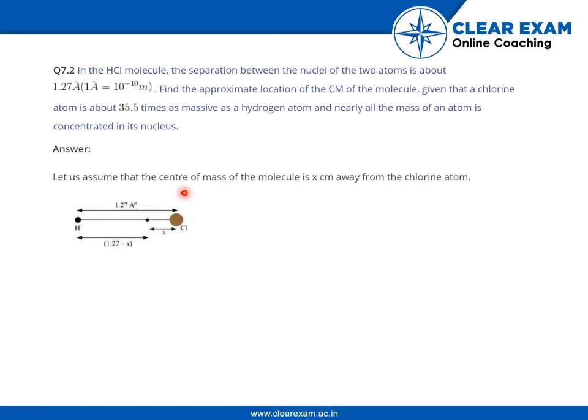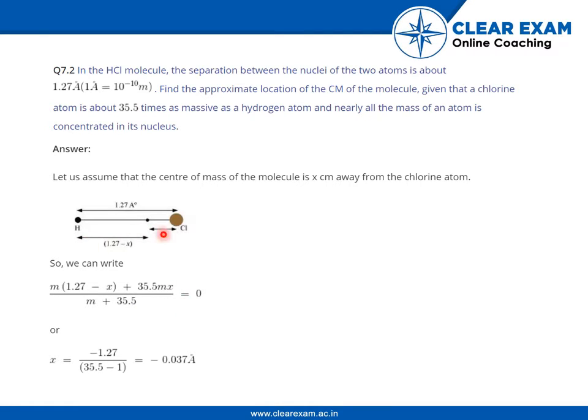Let us assume that the center of mass of the molecule is x centimeter away from the chlorine atom. So we can write m into (1.27 minus x) plus 35.5 m x, divided by m plus 35.5 m, equals 0.